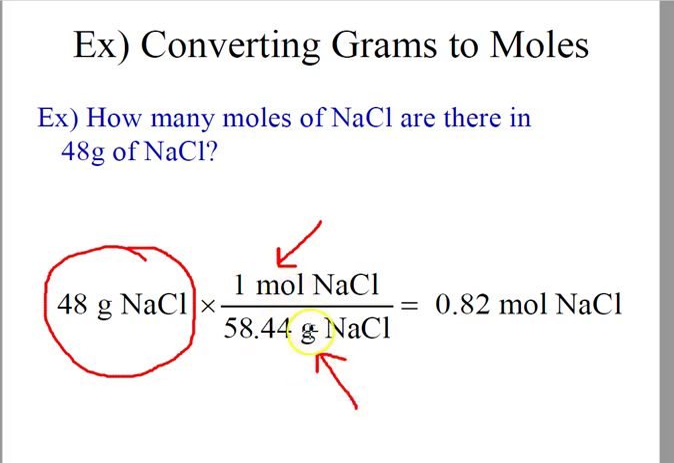Now, how are moles and grams related? They're related by the molar mass from the periodic table. So you look up sodium, which is 22.99, I believe, or 23. And then we look up chlorine, which is around 35.45, something like that. We add those together and we get this molar mass. So to change grams to moles, we're going to do 48 times 1 divided by 58.44, and we find that there is 0.82 moles of sodium chloride within 48 grams.